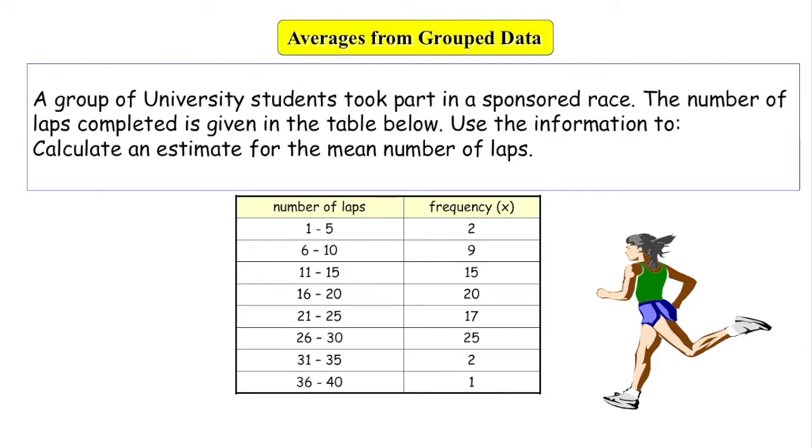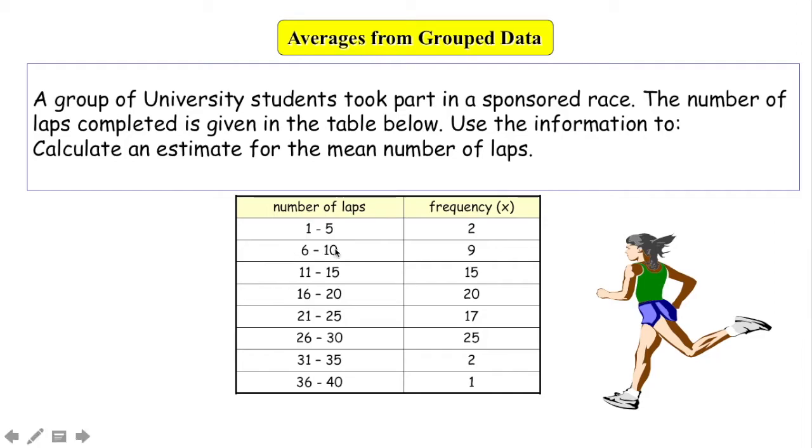For today's video, I will show you how to find the average from group data, or the mean from group data. Let us take this example. A group of university students took part in a sponsored race. The number of laps completed is given in the table below. So let us use this information to find the mean for group data using Google Sheets.